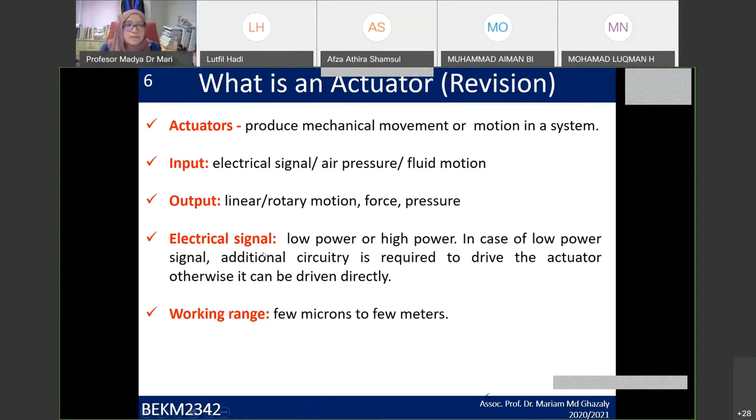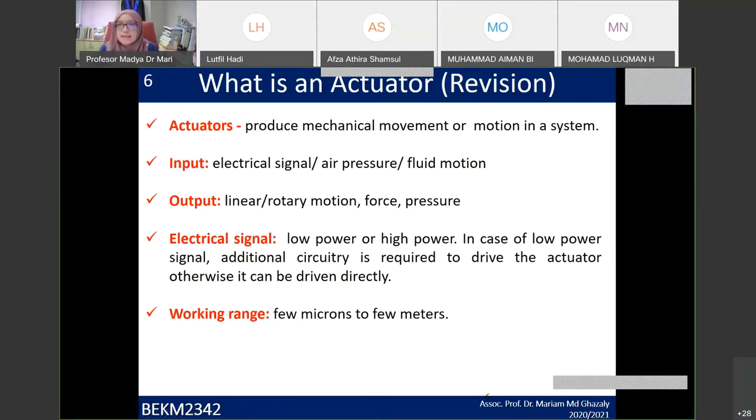For those actuators that have an input signal, it can be low power or high power, and in case of low power signal, an additional circuit is required to drive the actuator. That means you need an amplifier to amplify the signal. The working range can be from a few microns to a few meters. You may wonder, what type of actuator or system needs a few microns of displacement?